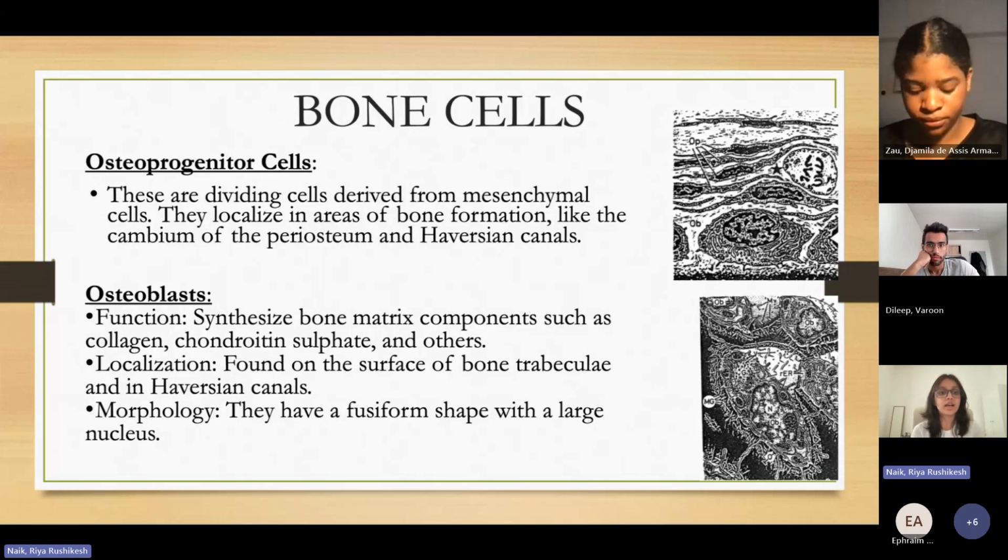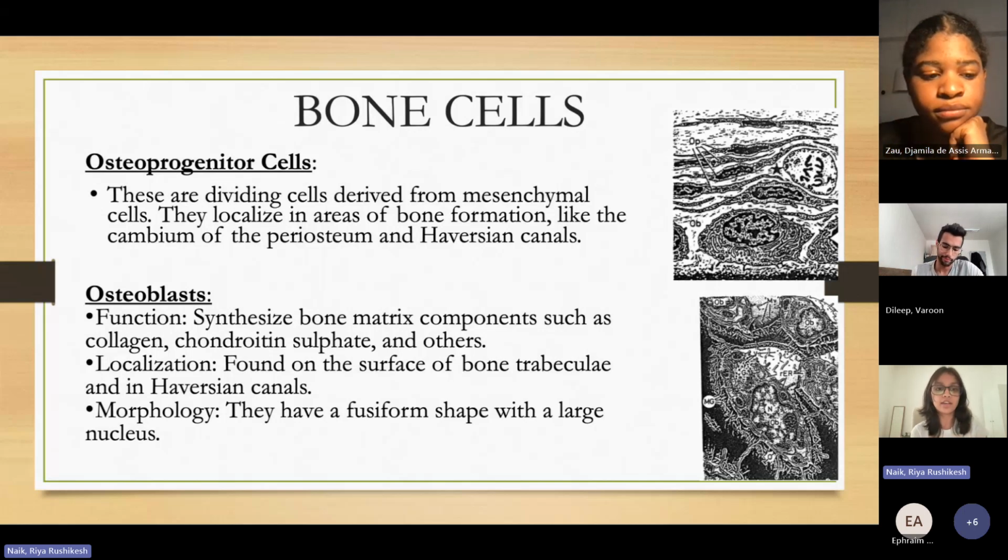Now, the osteoblasts. Whenever you see the word blasts, it basically means that they are the active cells which help in synthesizing the components. The same logic applies for chondroblasts and everything else. For osteoblasts specifically, they help in the formation of the bone matrix and its components, such as collagen and other things. They are mostly found on the surface of the bone trabeculae, which is the network-like part found inside the spongy bone, and they have a really large nucleus.